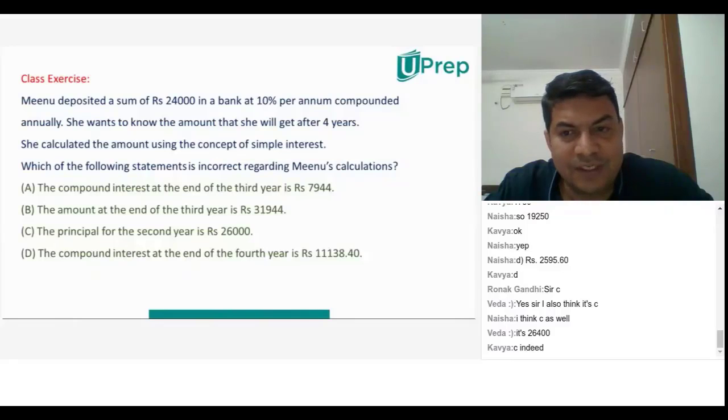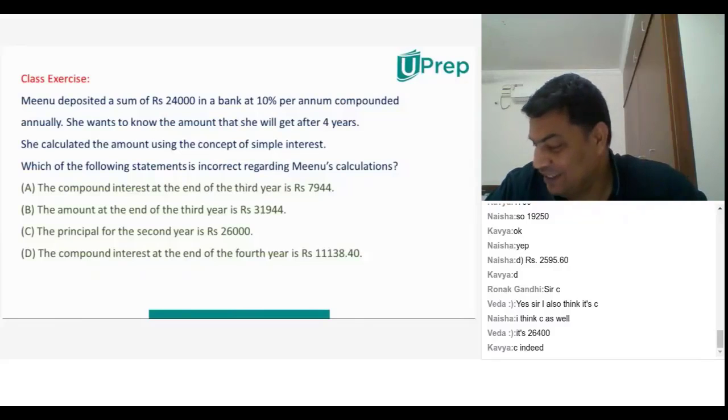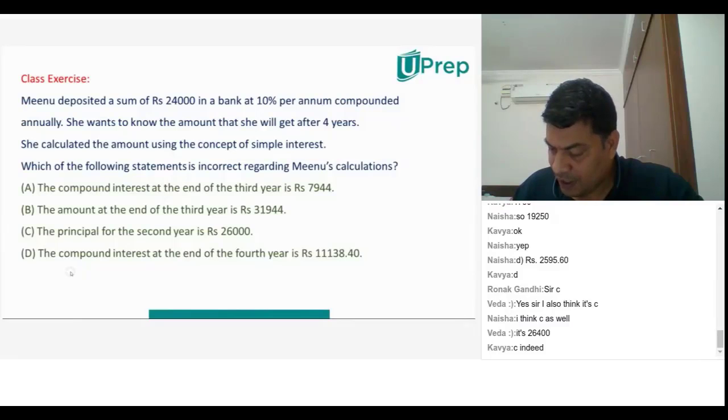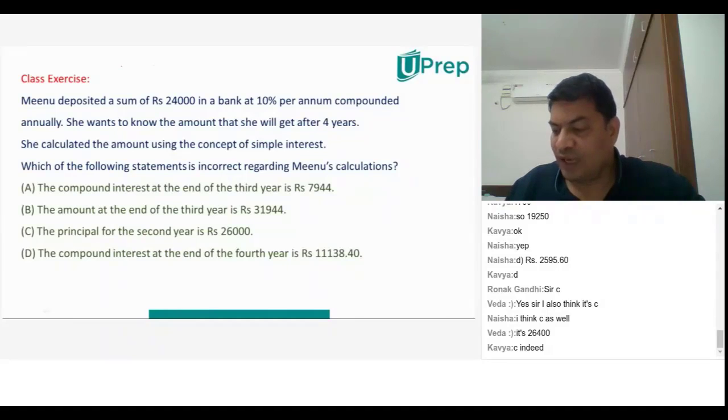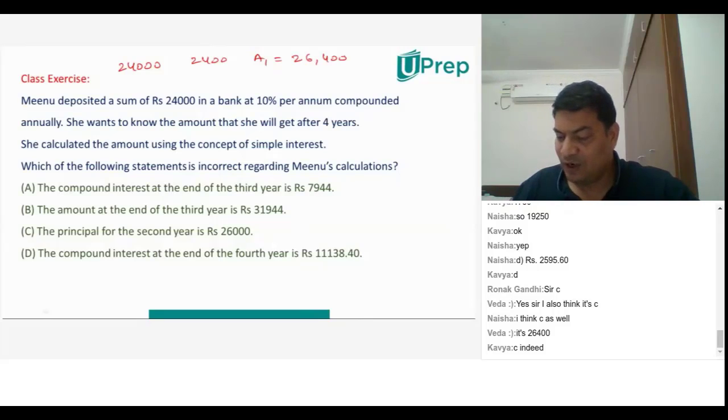So that's a direct question. You can clearly see that. Maybe you need not calculate the rest of the numbers. So this is a quite evident option. Now, you know 24,000 is the principal. At the end of year, 10% of this 24,000 is 2,400. So basically, the principal for the second year, rather the amount at the end of 1 year, is nothing but 26,400. Right? And you have a clear option here, option C.